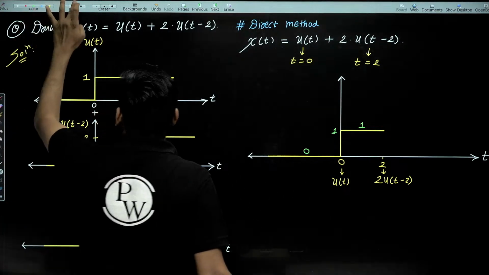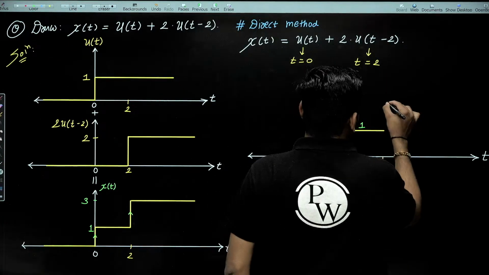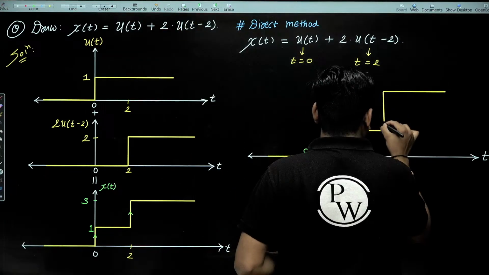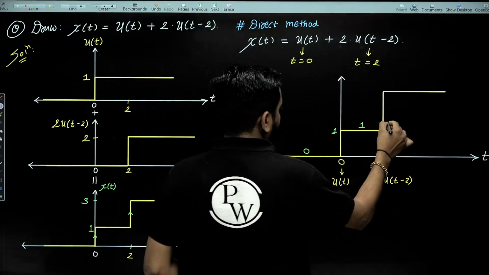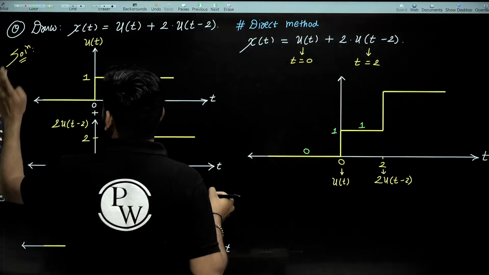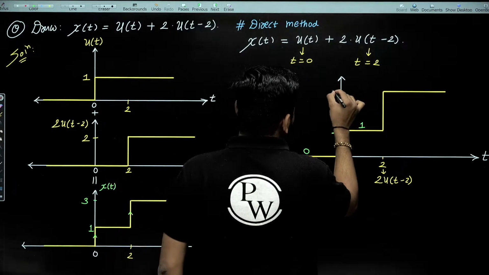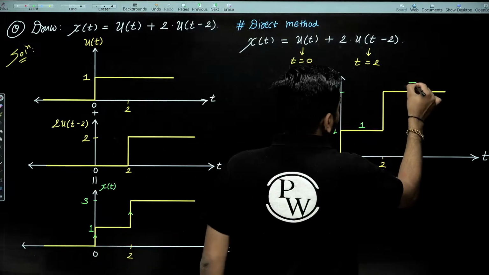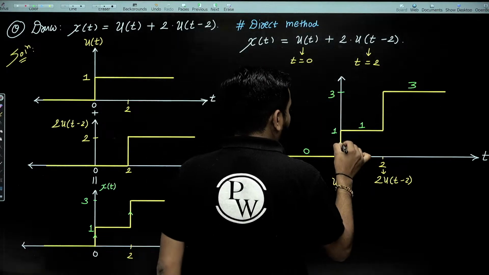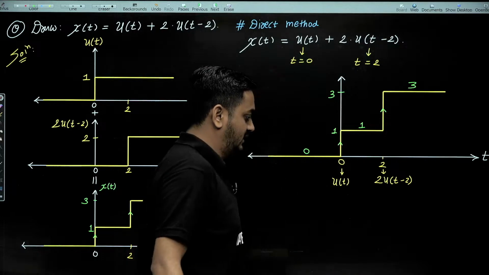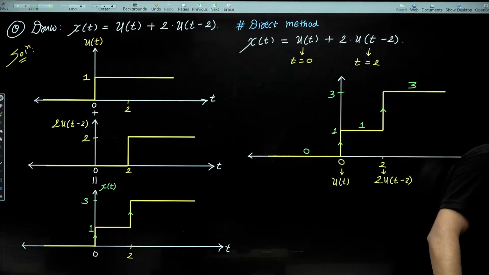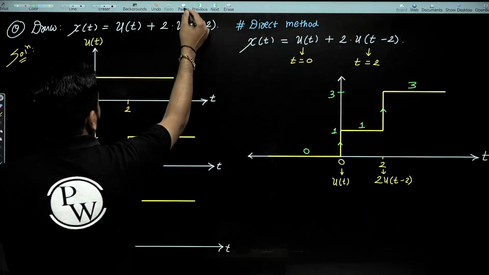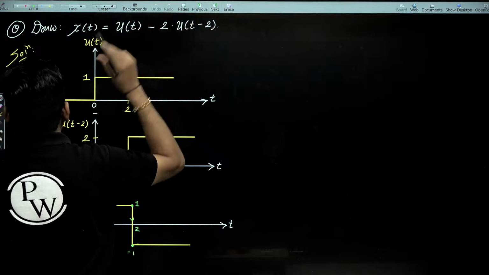So from t greater than 2, the amplitude will be 3 guys, till t equal to infinity. Here the amplitude is 3 guys. Correct? So in this manner we can directly draw graphically. Is this clear? Is this clear guys? Fine, done. Let us take one more question.